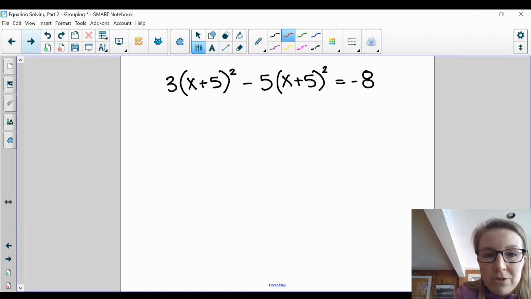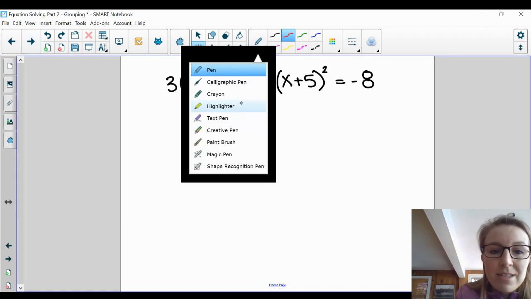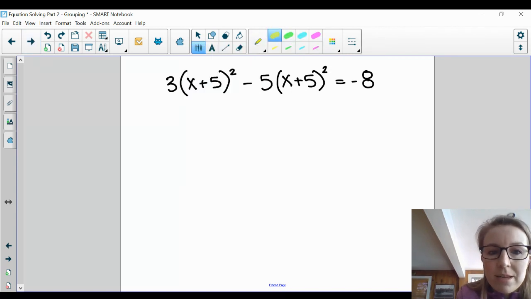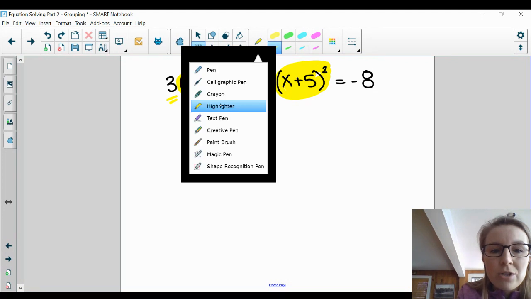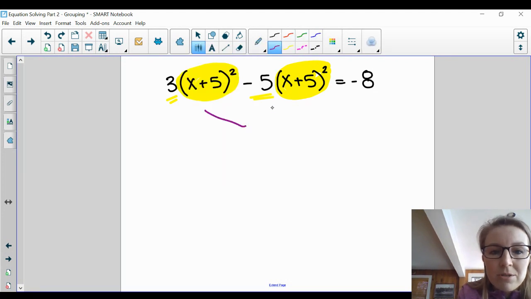So now we're back to something tricky. But again, it's very similar to what you already know, just a little more complex. If I look here, I have x plus 5 squared, specifically 3 groups of that. When I look over here, I also have x plus 5 squared, but I have negative 5 groups. So combining like terms, just a little more complicated. If I have 3 groups and negative 5 groups, that's going to give me negative 2 groups of x plus 5 squared equals negative 8.